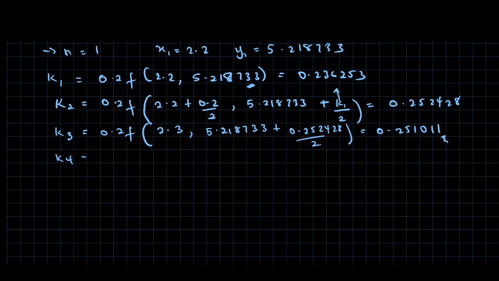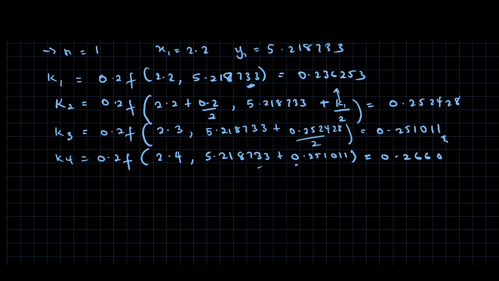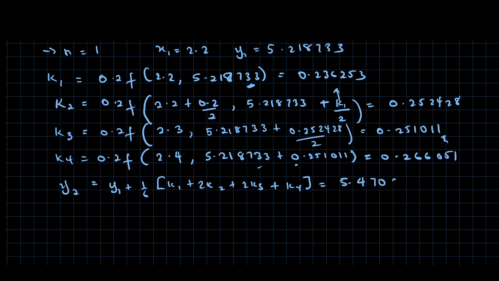Then for k4, it's going to be equal to 0.2 f(2.4), because in this case it's x_n plus h, then y1 plus k3. So that's going to be equal to 0.266054. Calculation for y2 will be equal to y1 plus 1/6 (k1 + 2k2 + 2k3 + k4). This should be equal to 5.470260 when it's put in your calculator.